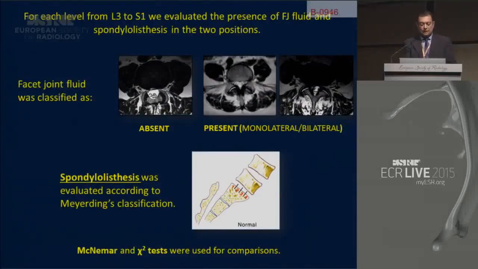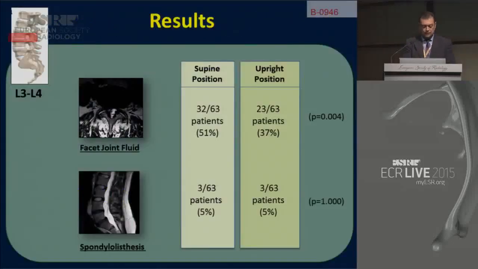For each level from L3 to S1, we evaluated the presence of facet joint fluid and spondylolisthesis in the two positions. We considered it absent, present, monolateral or bilateral, and spondylolisthesis was evaluated according to the Meyerding classification, and we used the McNemar test for comparison. Here you can see the results for L3-L4, for L4-L5, and for L5-S1.